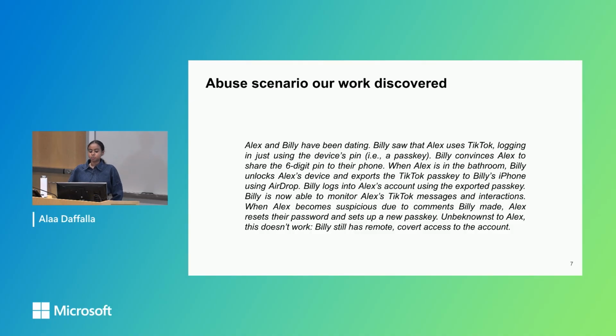When Alex is in the bathroom, Billy unlocks Alex's device and exports the TikTok passkey to Billy's iPhone using AirDrop. Billy logs into Alex's account using the exported passkey, and now Billy is able to monitor Alex's TikTok messages and interactions. When Alex becomes suspicious due to comments Billy made, Alex resets their password and sets up a new passkey on their TikTok account. Unbeknownst to Alex, this doesn't work. Billy still has remote covert access to the account.